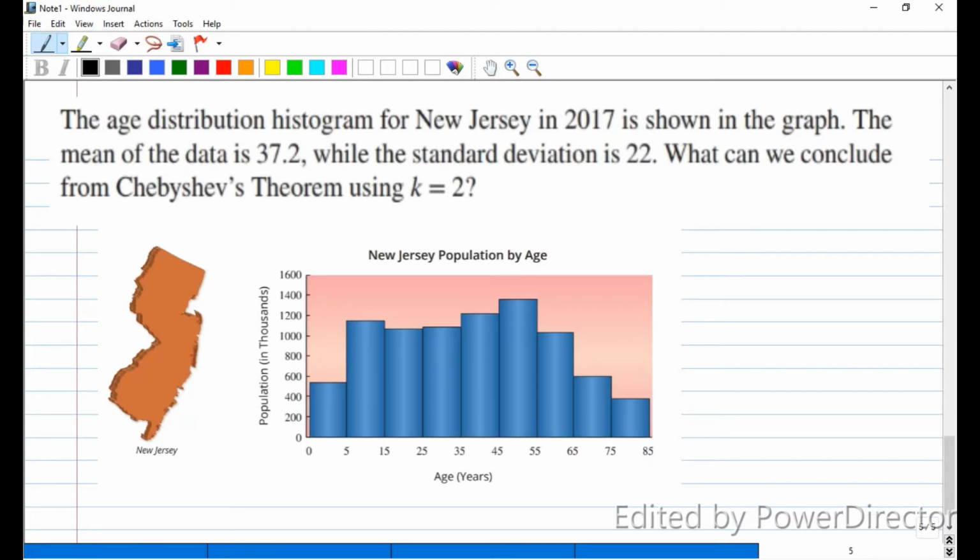All right. This is the age distribution histogram for New Jersey in 2017. I wouldn't say that this was bell-shaped, but it could almost be bell-shaped, but it's not quite. And it says the mean of the data is 37.2, while the standard deviation is 22. What can we conclude from Chebyshev's theorem using k equals 2? All right, so k equals 2, that's 2 standard deviations. What is the percentage that we know goes with k equals 2 for Chebyshev's? It's 75%, right? So 75% of the people will be within 2 standard deviations of the mean. Their age will be.